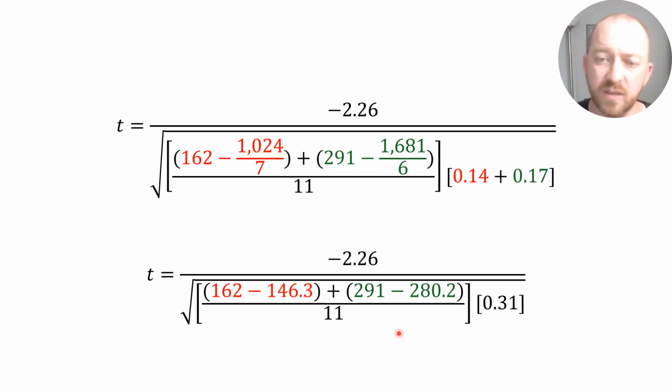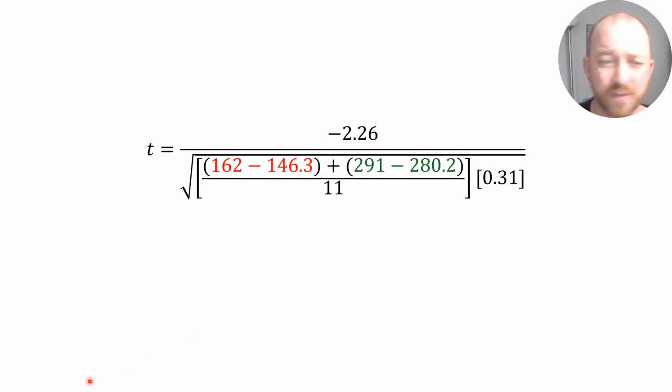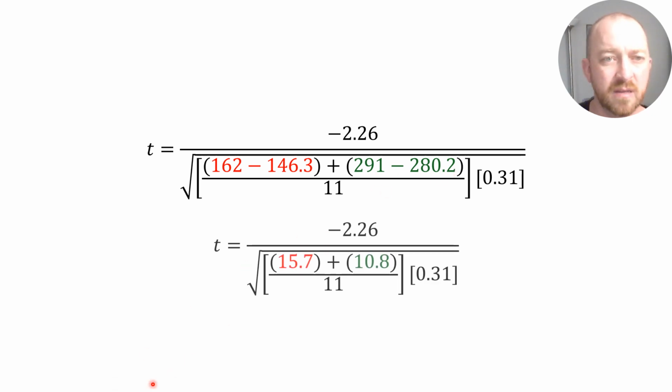All right, nothing else to do right here. We can't move on any further with that until we figure out what's in these brackets. Nothing to do in the numerator. So let's go ahead and move this to the next slide. All we do now is subtract here, right? Subtract 146.3 from 162 and 280.2 from 291. This is what we get, a difference of 15.7 for group 1 and a difference of 10.8 for group 2.